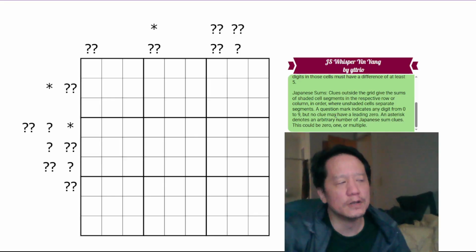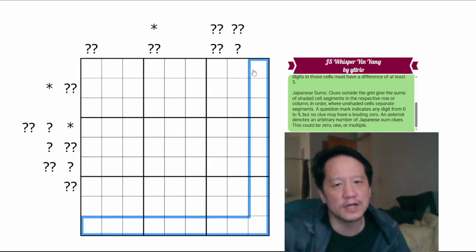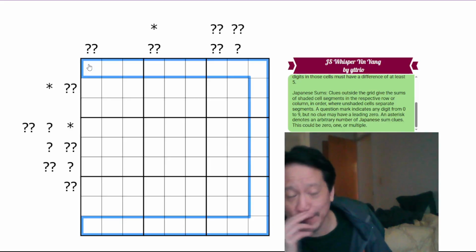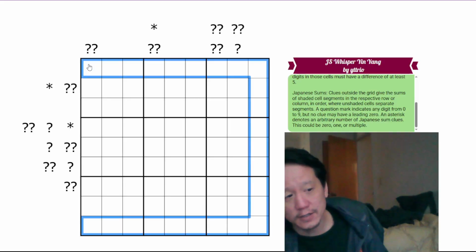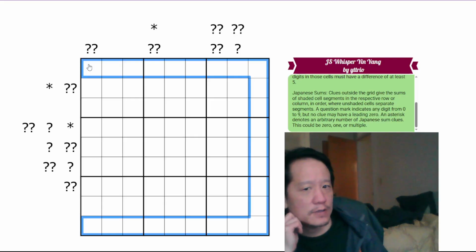One thing we know is a shaded... So since the shaded cells act as a whisper 5 line, 5 can never be on a whisper 5 line. So, what does that mean?